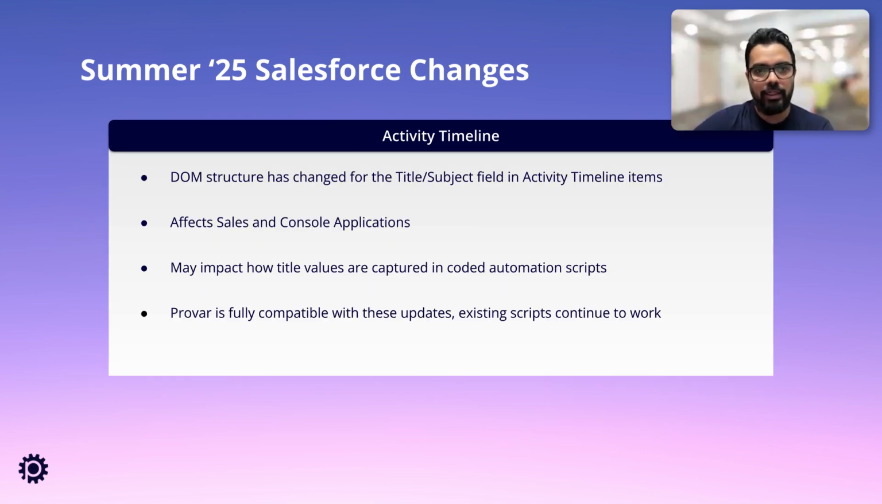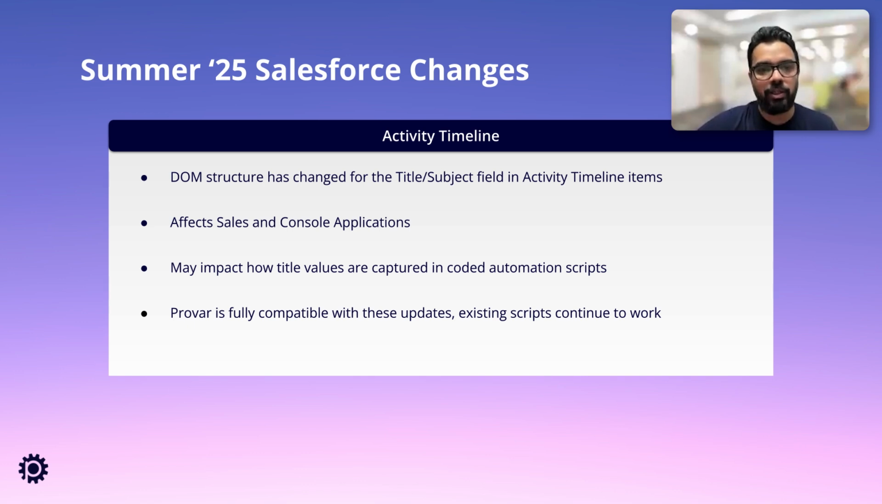Moving on to the next one, another one is around the activity timeline. Again, there are some DOM structure changes in this area, but it is very particular to the title, where the framework has not changed. It is still the normal DOM structure that it used to be. But as we know, Salesforce keeps on changing the DOM structure in every Salesforce release. That's what happened with this activity timeline as well. When you're capturing the title of the activity or the event, it is definitely pulling up the title, but along with that, it is pulling the status as well.